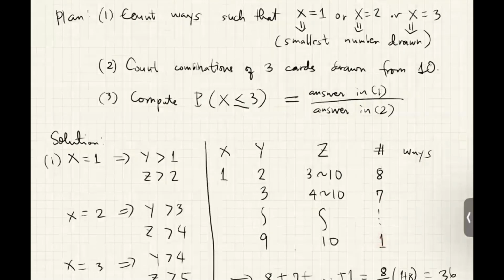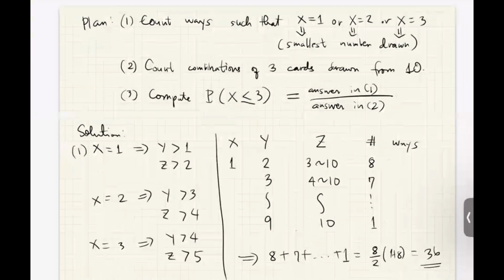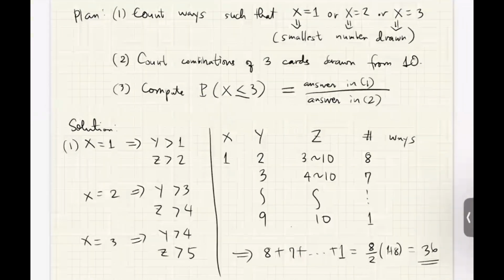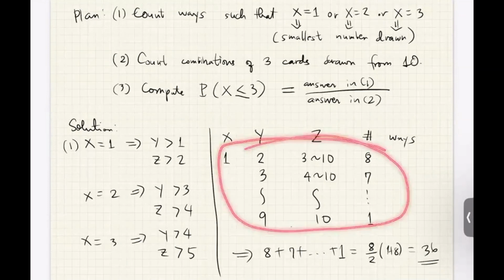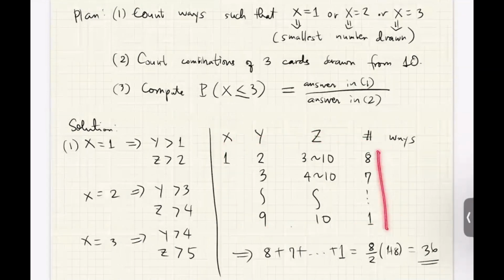Okay, so if you add them all together, 8 plus 7 plus up until 1. So this is actually an arithmetic sequence, so arithmetic series. So you can just use that formula that you know. Okay, you look that up. It's just the number of terms divided by 2 times the first term plus the last term. And you get 36. That means there are 36 possible ways here. Okay, 36 possible ways to get an x that is 1.